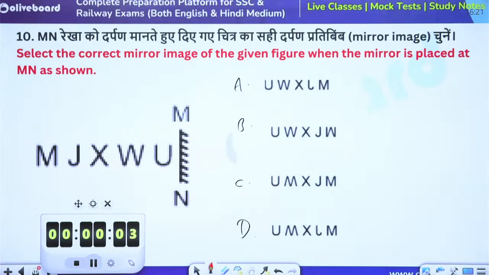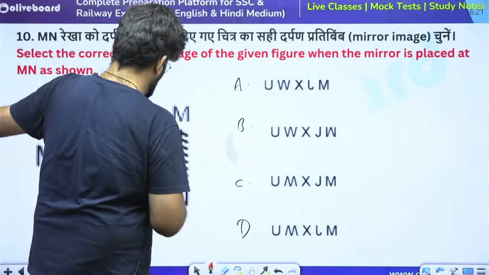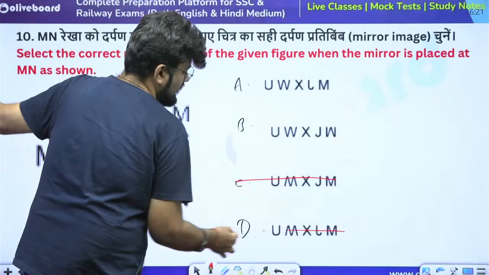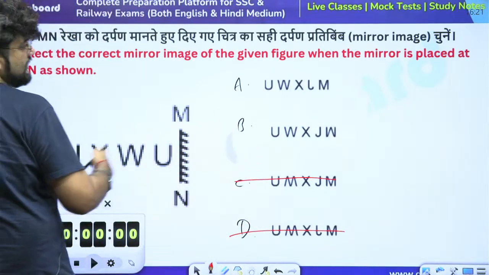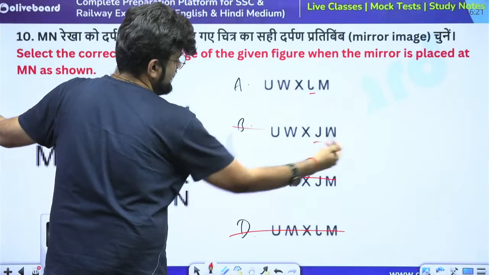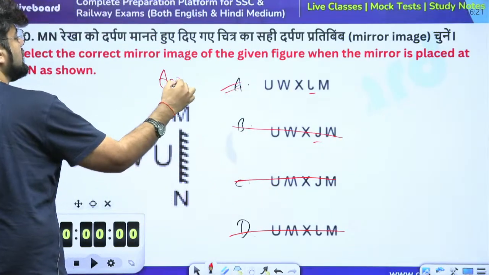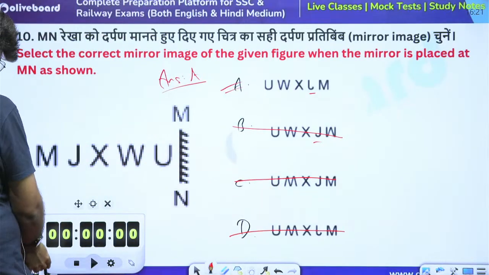So UWX, option A seems to be the absolute correct answer here, right? So U will remain the same, but W will flip, not like this. It's not the water image basically. Then after that X is the same, and for J it will definitely flip here, not the same. So option A is the correct answer. Easy. Option elimination.